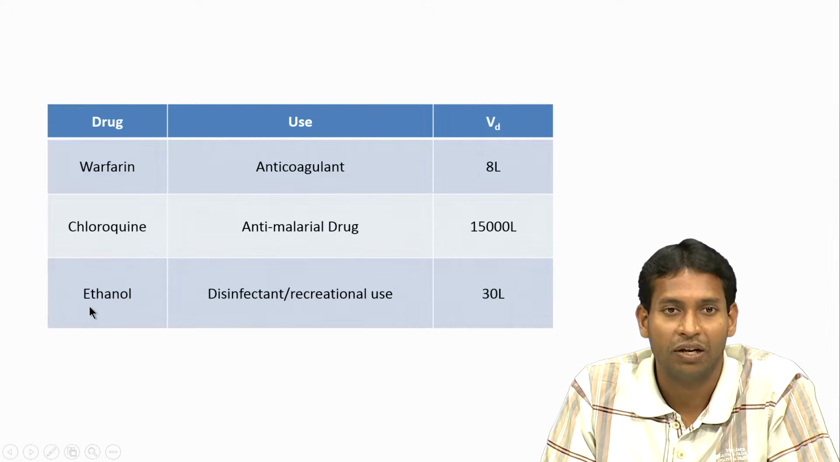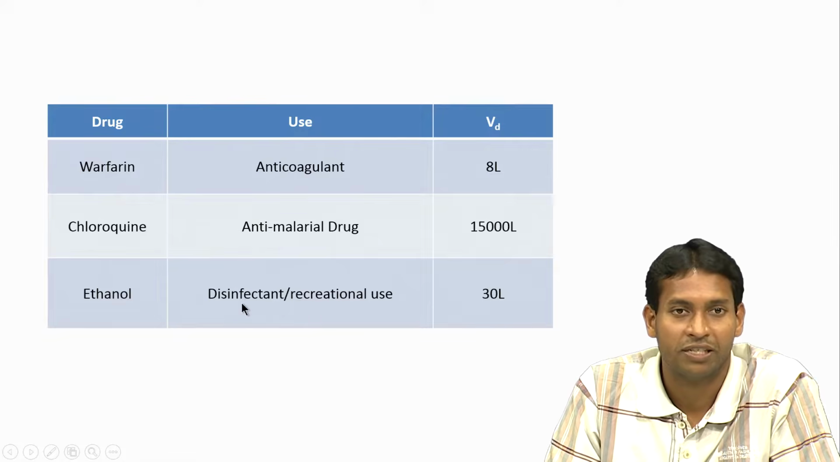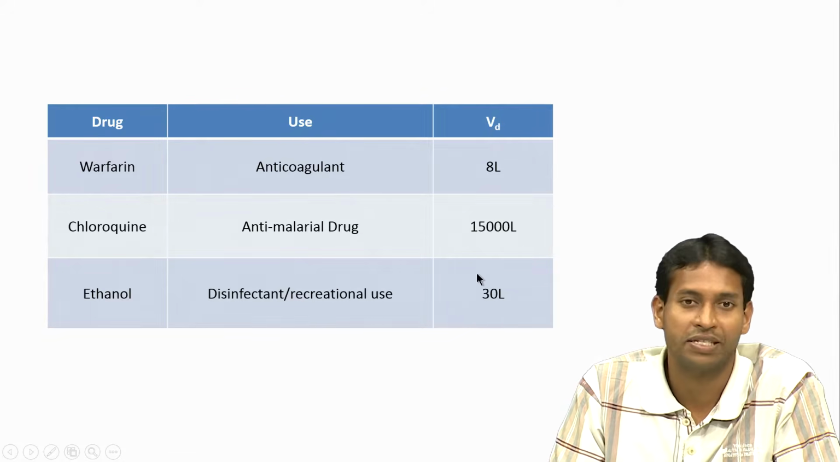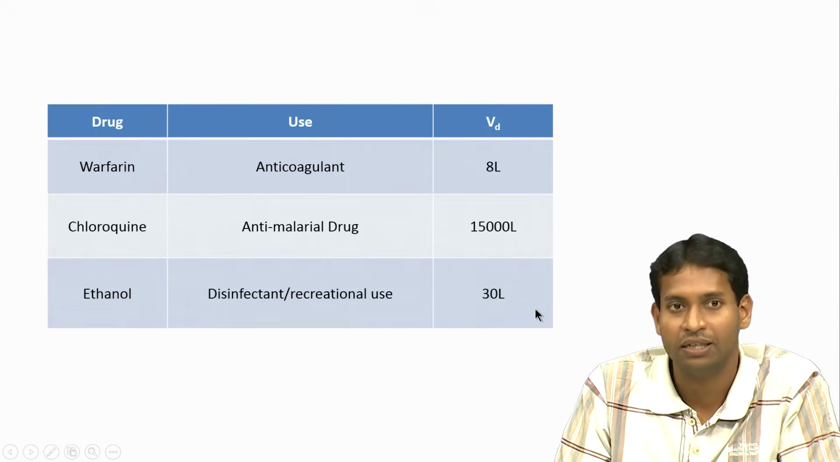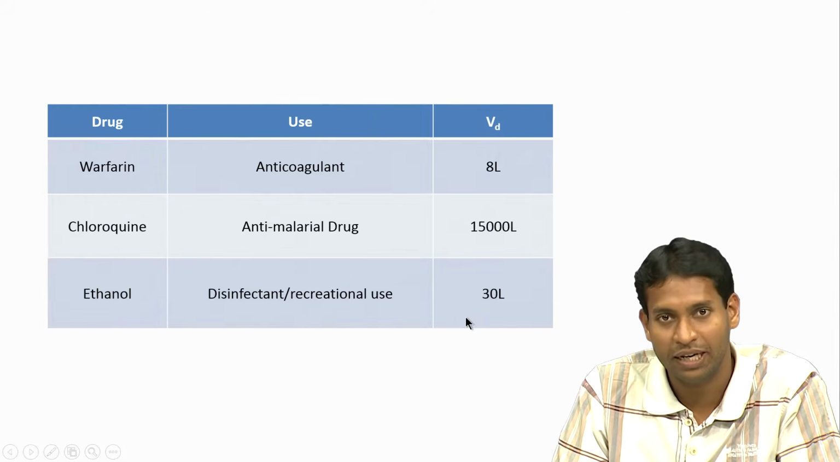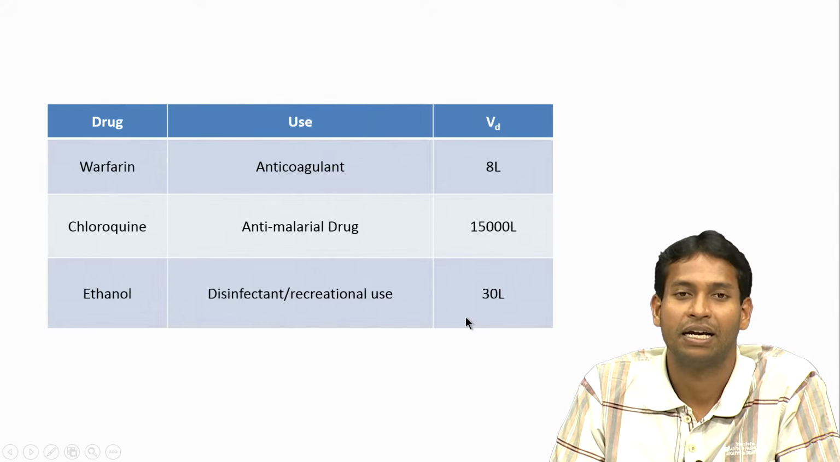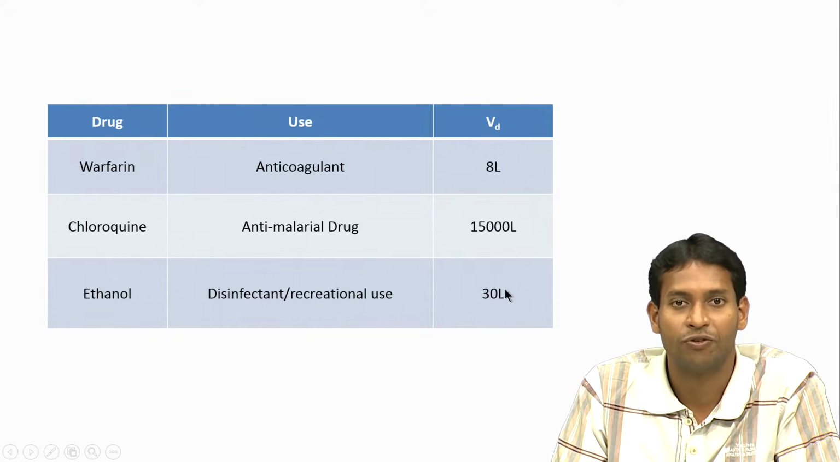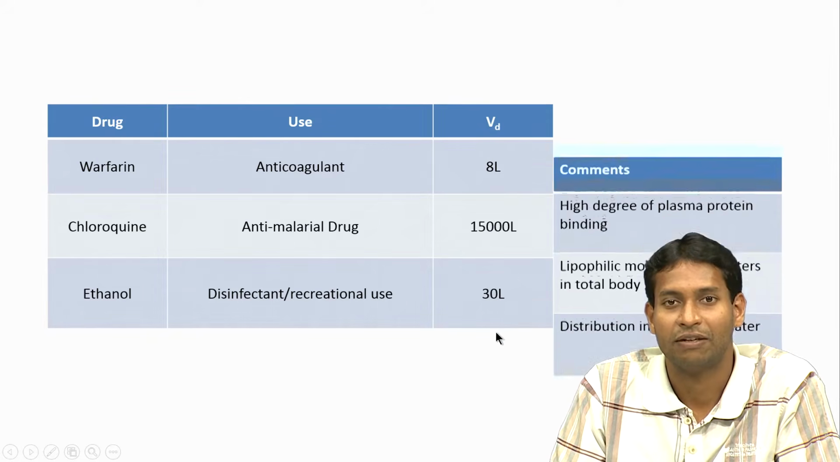And then finally, ethanol, again used for recreational or disinfectant use, and we find that the VD is about 30 liters, which is again close to the total body water. That means that ethanol gets distributed throughout the body in the water areas, and unlike warfarin, which was localized only in the blood, it is able to diffuse through the body. So let us see what we get.